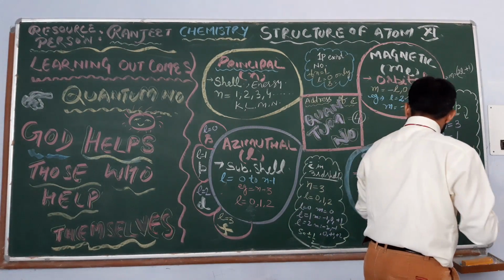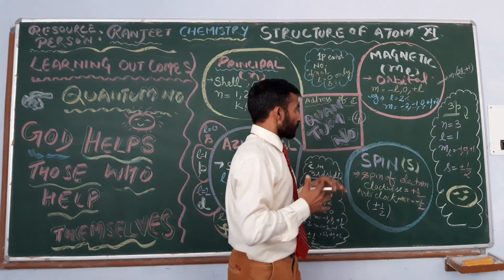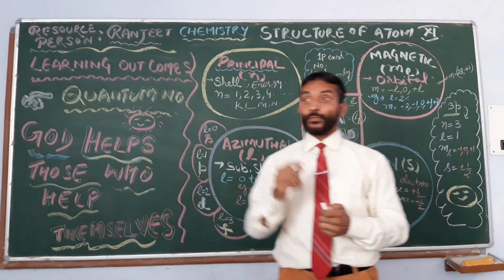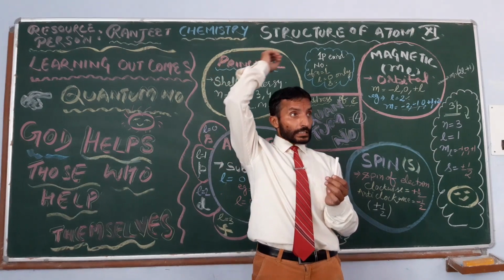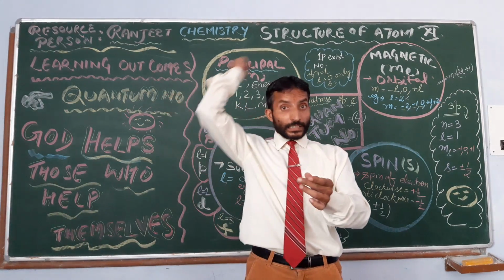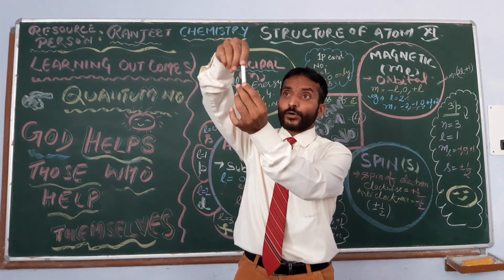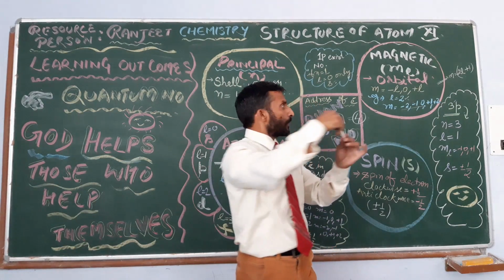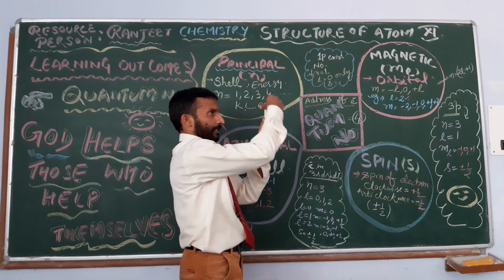Last but not least is our spin quantum number. It gives information about the spin of the electron. You know the planet Earth revolves around the sun, that is revolution, but Earth also spins around its own axis. In the same way, the electron revolves around the nucleus, but it also spins around its own axis.